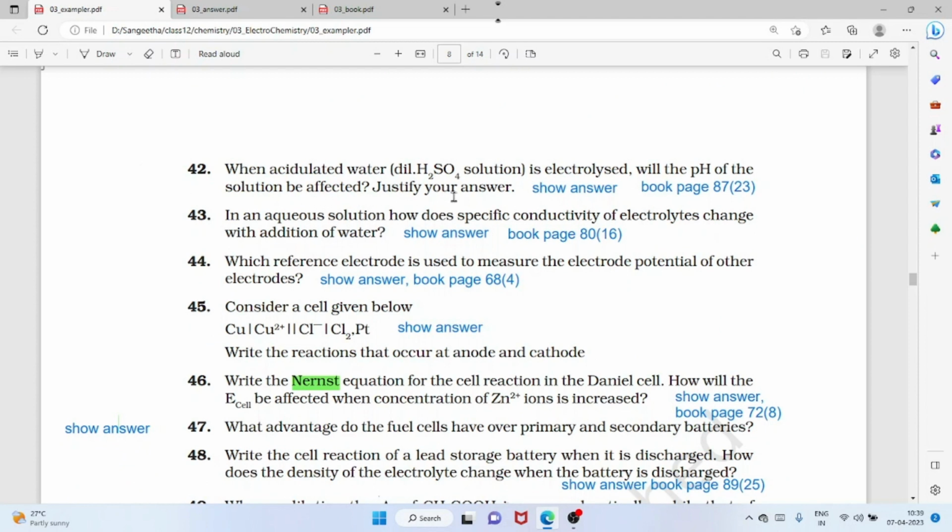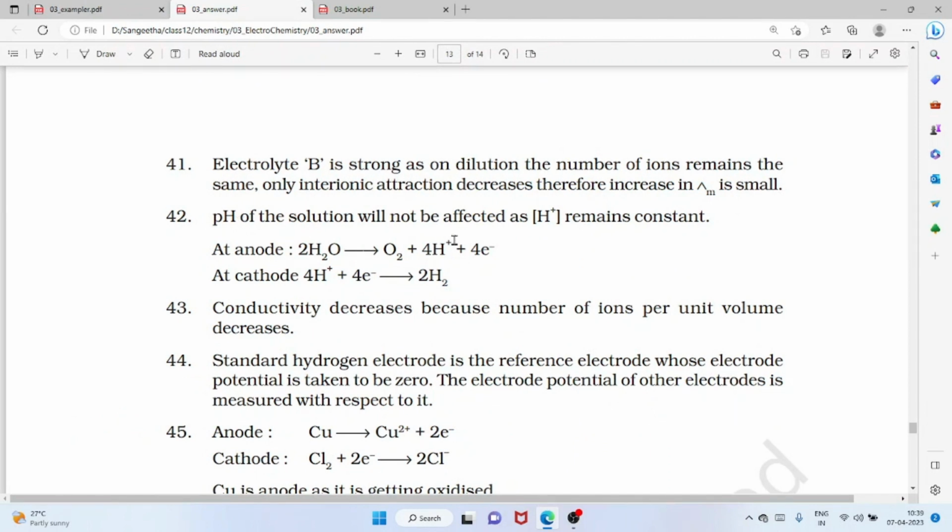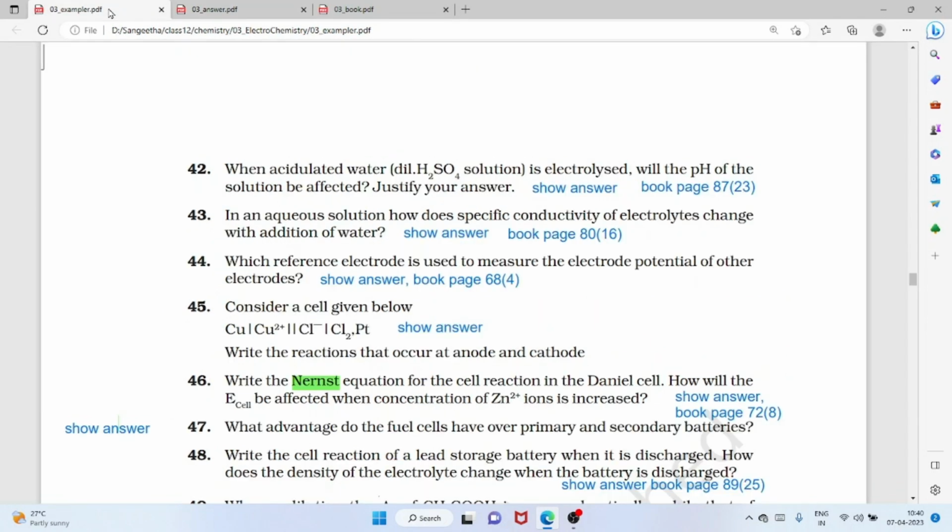When the acidic H2SO4 solution is electrolyzed, will the pH of the solution be affected? Justify your answer. The pH of the solution will not be affected, as the hydrogen ion concentration remains constant. At the anode there are 4 hydrogen ions, at the cathode 4 hydrogen ions. So the concentration remains constant, so pH will not be affected.